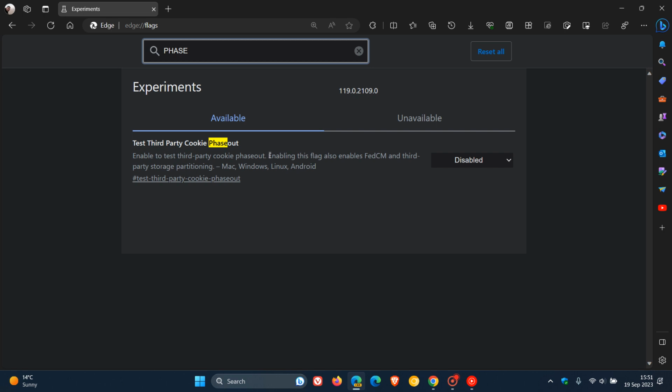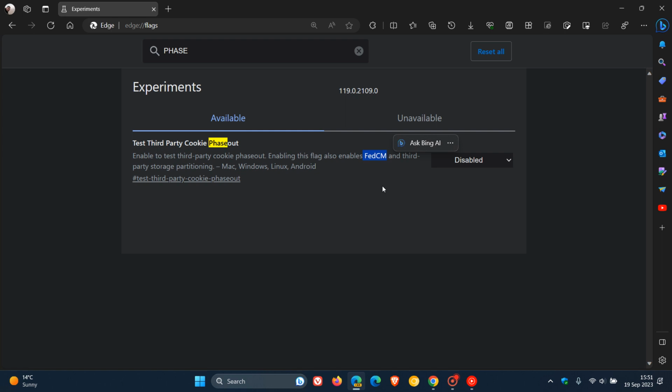Now here's the important bit. Enabling this flag also enables FedCM and third-party storage partitioning. Now that's two bits of important information. First of all, it enables FedCM. Now what FedCM is all about, in case you're unaware.